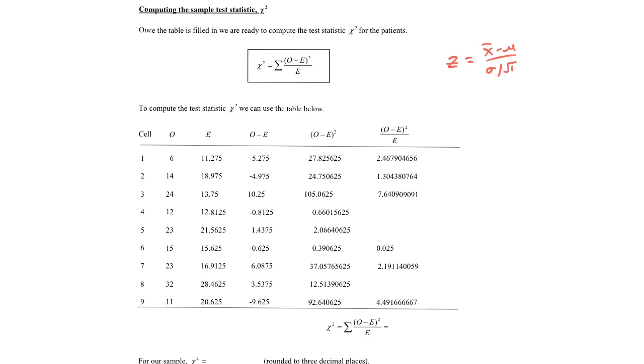Remember how easy this one was? We just plug in some numbers and calculate. Well, this one is the sum of all of these (O minus E) squared over E. We have to sum all those.